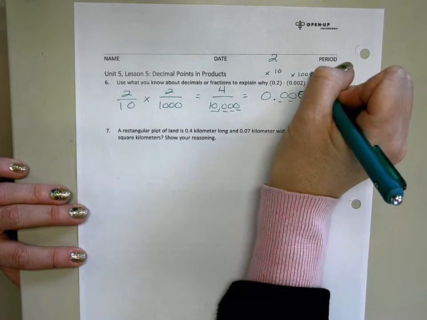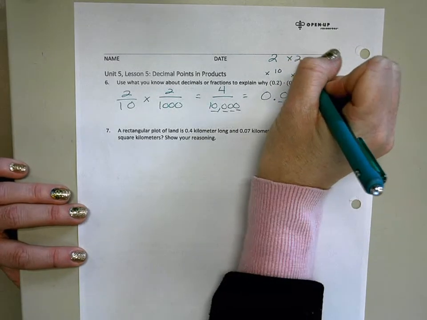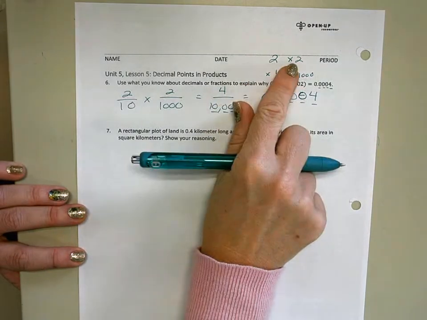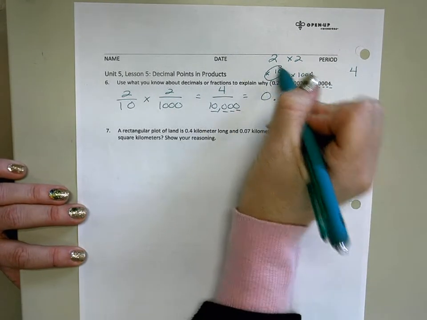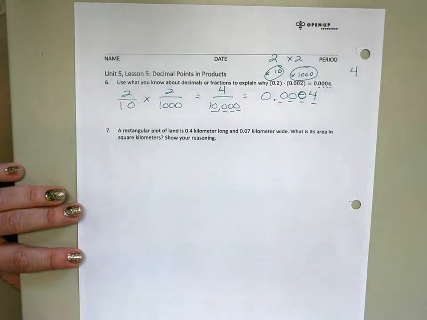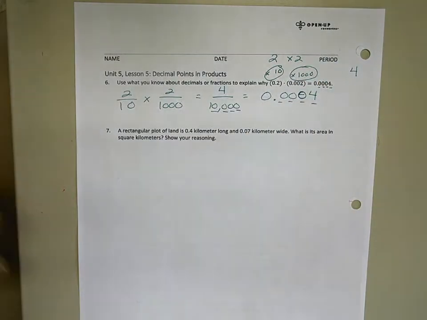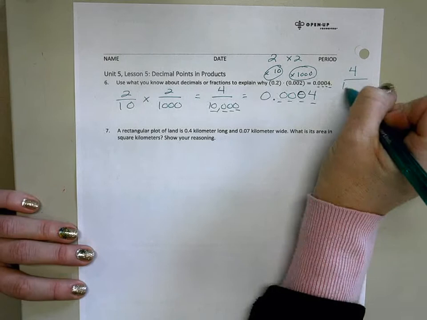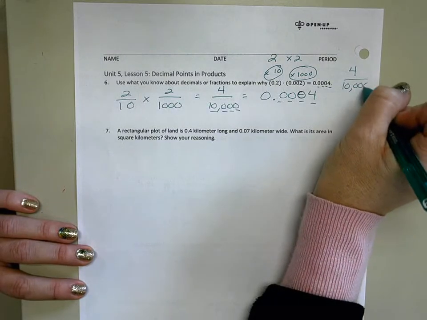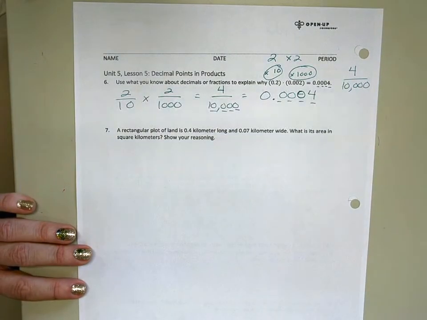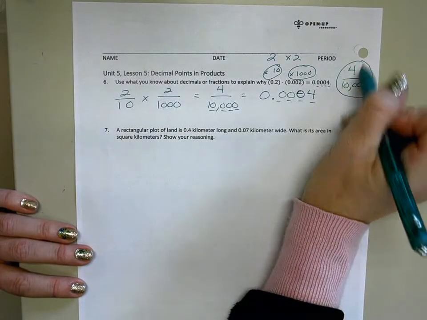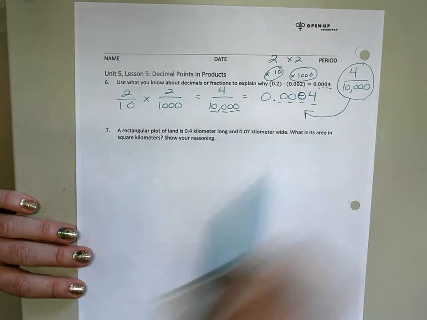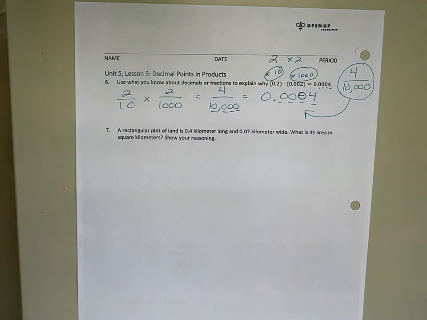1,000 to make this 2. And then we have 2 times 2, which is 4. But because I multiplied by 10,000, I need to now divide by 10,000. And of course, a division problem is also a fraction, so we still get our 4/10,000 that we could write as our decimal.